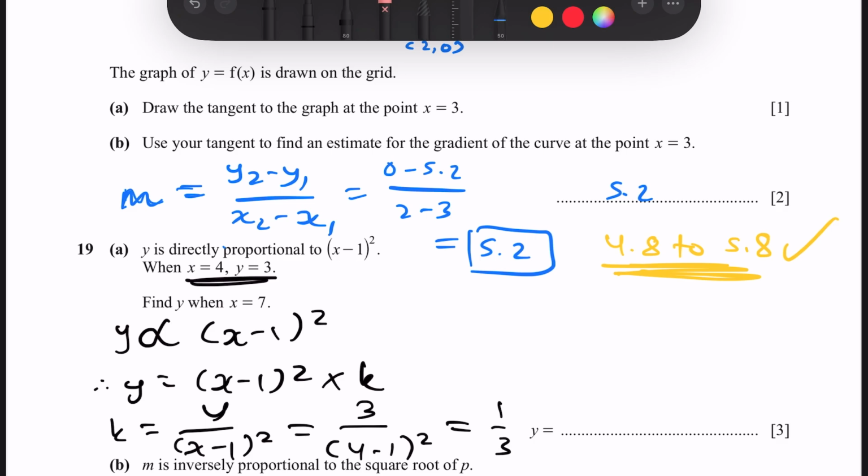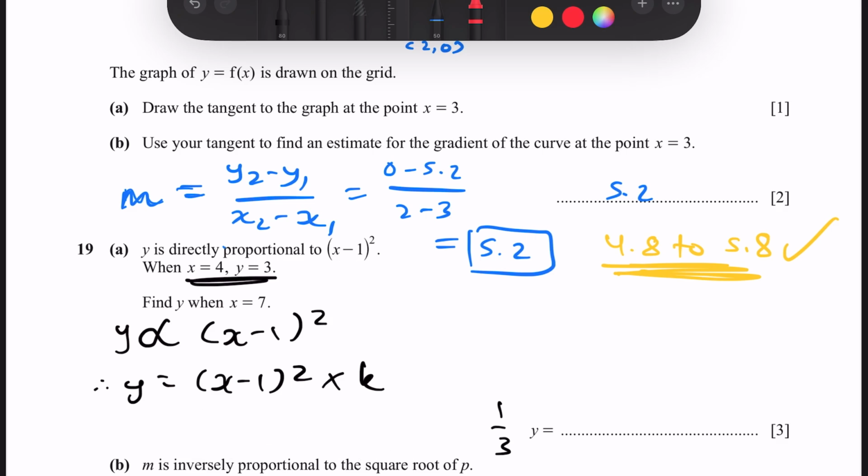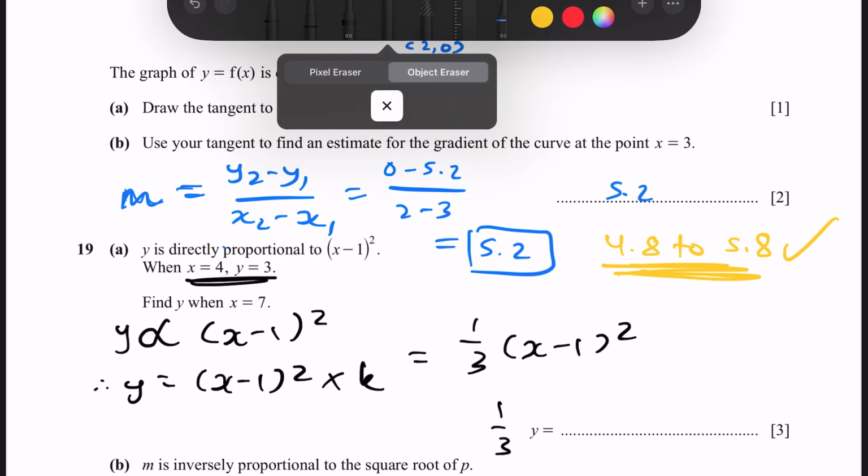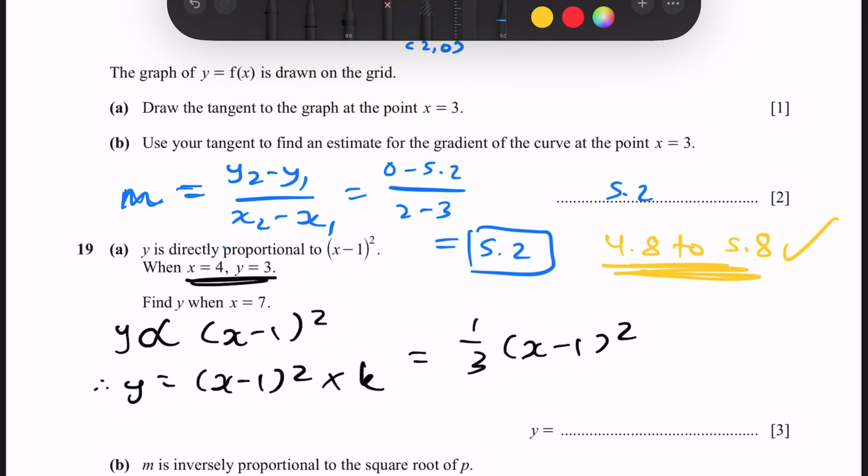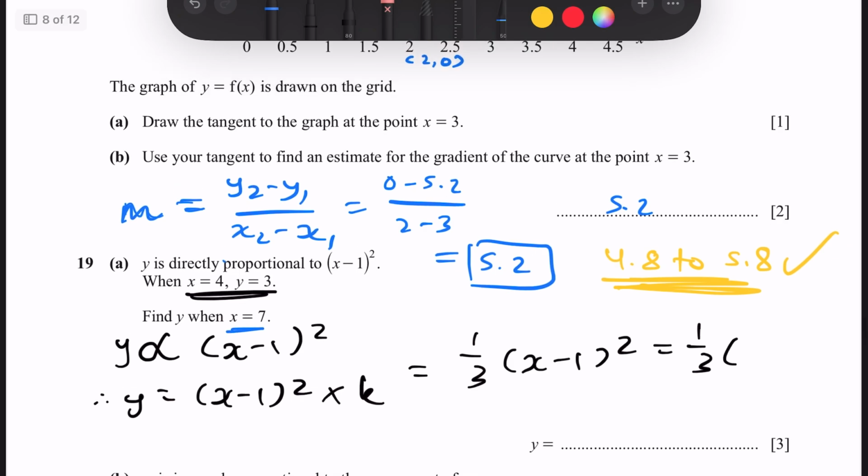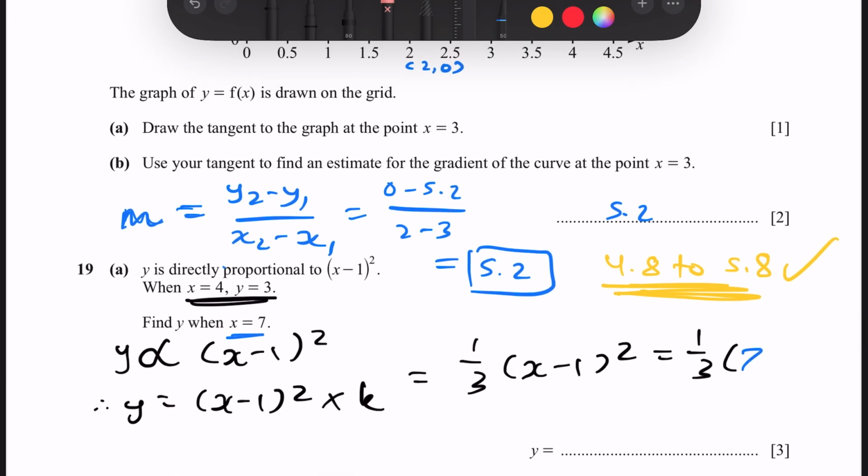So now if I just erase these, y is equal to x minus 1 squared times k, and since k is equal to 1 by 3, y is equal to 1 by 3 times x minus 1 squared. So if you have x equal to 7, when x is 7, this is 1 by 3 times 7 minus 1 squared, which is equal to 1 by 3 times 36, which is equal to 12. That's your final answer.